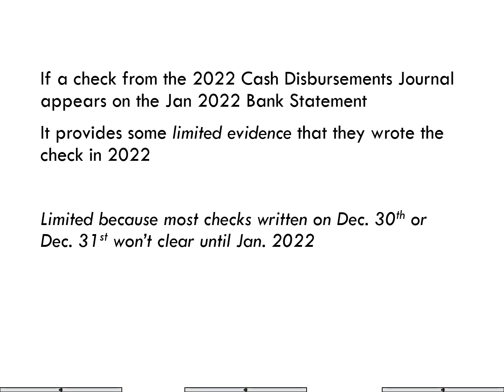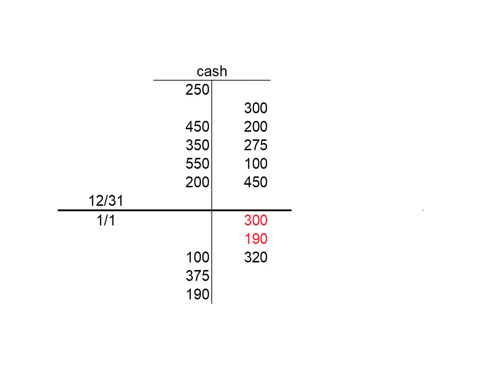If a check on the January cash disbursements journal appears on the January bank statement, it provides some limited evidence that they wrote the check in 2022. Limited, because most checks written on December 29th, 30th, or 31st won't actually clear the bank until January of 2022. With cash disbursements, we're worried about that 300 and the 190. Yes, they recorded them as if they were written in January. We want to make sure that they were written in January and not written in December.